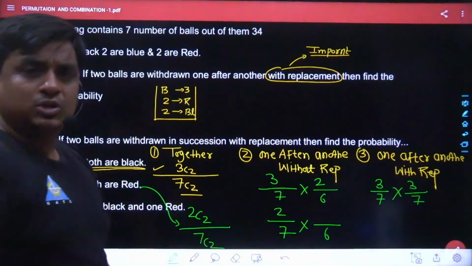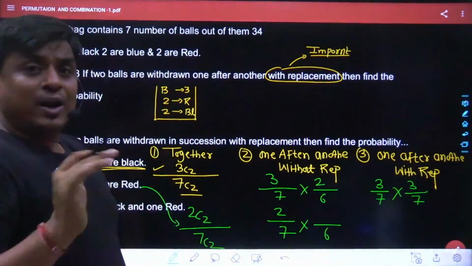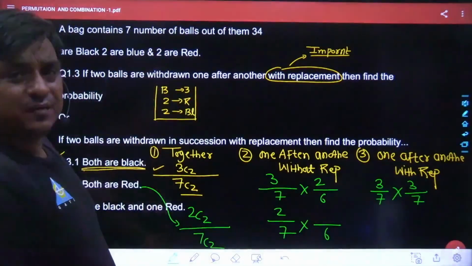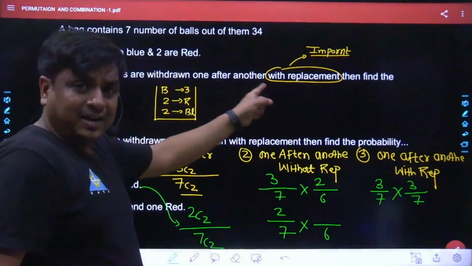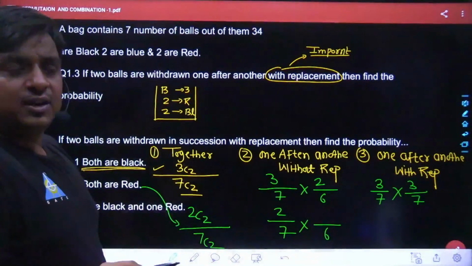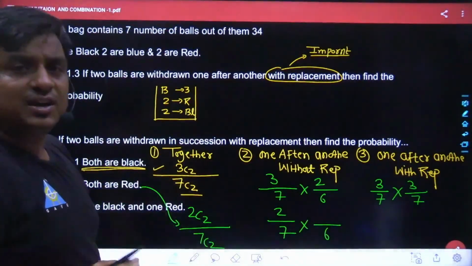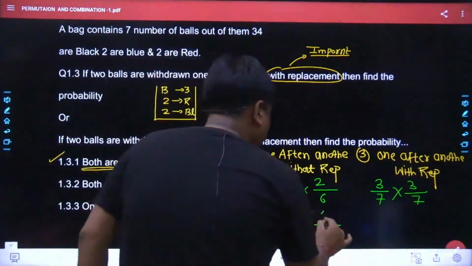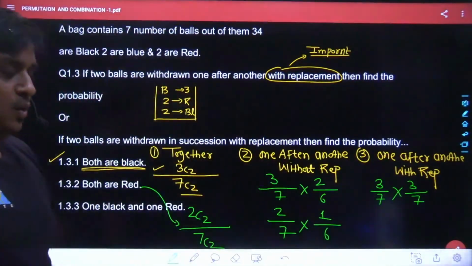And similarly, if we talk about the numerator, how many different ways could one red ball be selected from this bunch? My dear friend, one red ball has already been discarded, and you are left with just one red ball. 1C1. How many different ways could one item be selected from one item? That is one only.